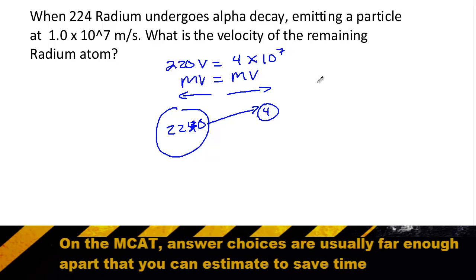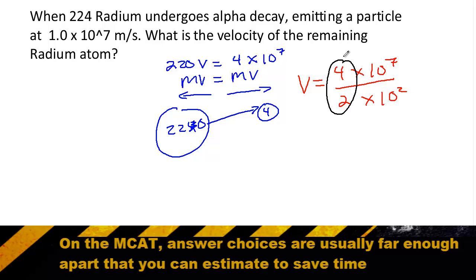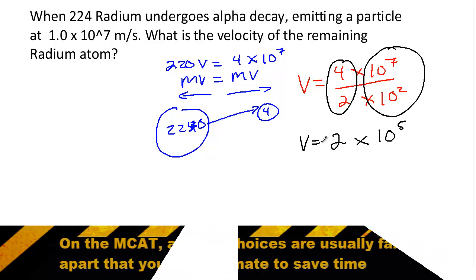The MCAT answer choices are usually geared to allow you to do some estimation. We could rewrite the problem as the velocity is equal to 4 times 10 to the 7th, and I'm just going to change 220 as 200, or 2 times 10 to the 2nd. My 4 and my 2 simplify to just be 2, and I subtract my exponents on the right, so I'm left with 10 to the 5th. And that is the velocity of the nucleus going to the left.